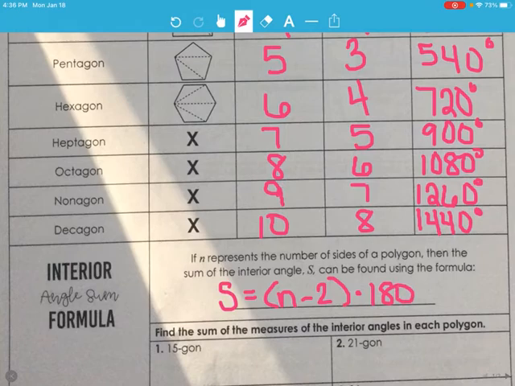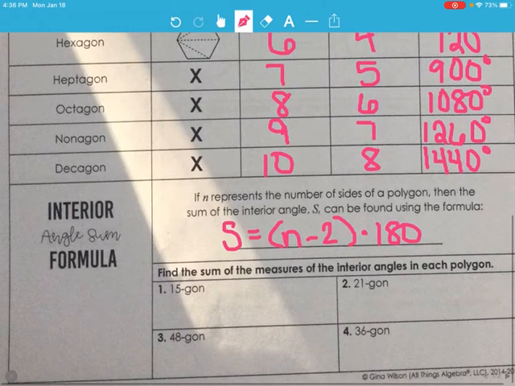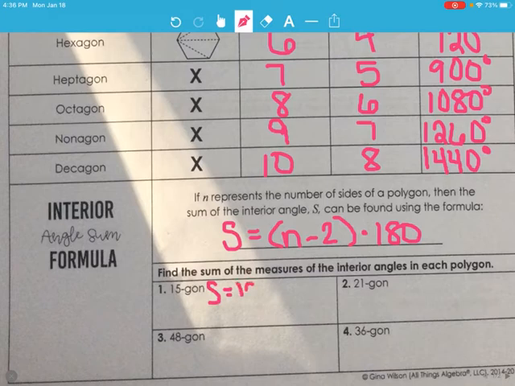So for example, if we were doing a 15-gon, we would take the formula from above and substitute the n for the 15. So S equals 15 minus 2 times 180. If we just plug that into our calculator, it'd become 13 times 180. And that equals 2,340 degrees.